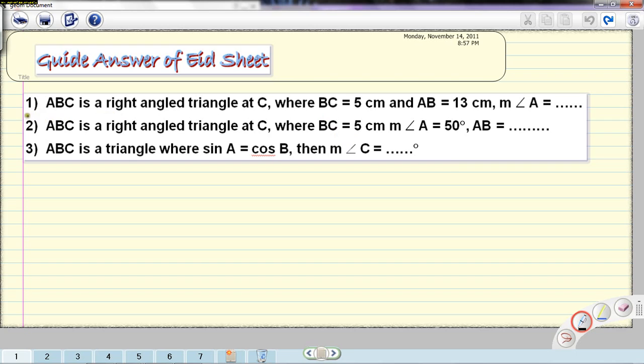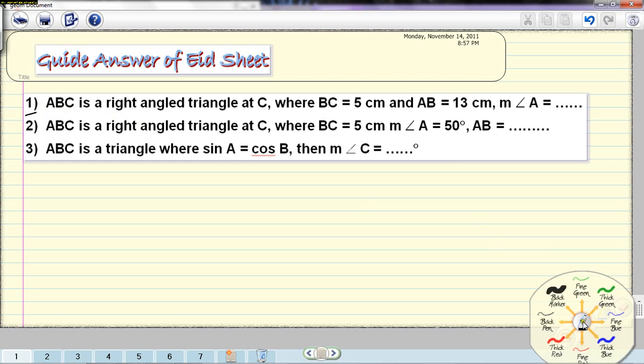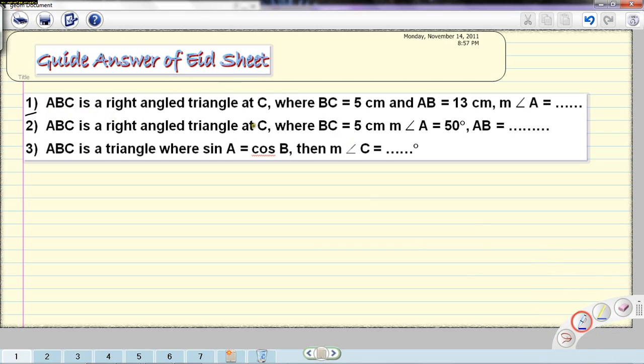Number one, it says ABC is a right angle triangle at C, so you must draw a right angle triangle. I'm gonna draw a right angle triangle. This is 90, for example. Right angle triangle at C, so this is C, and this is A, this is B. You must draw something like this when you face a question such as that.